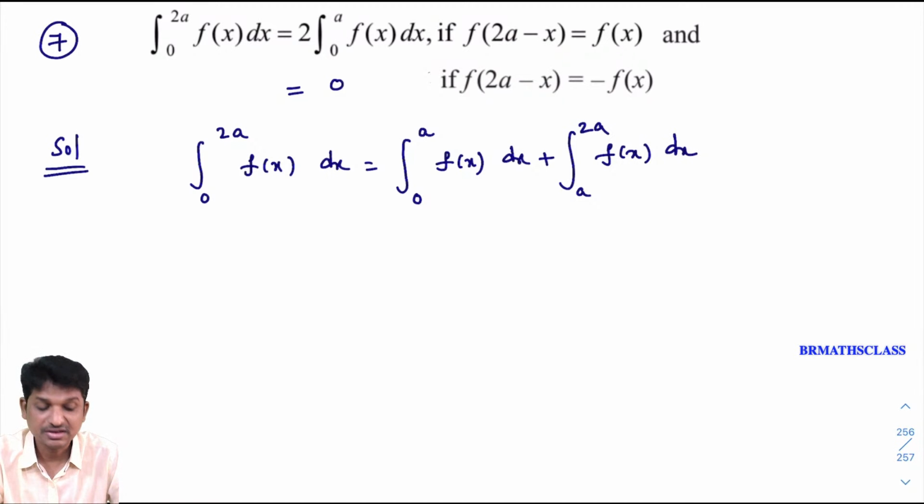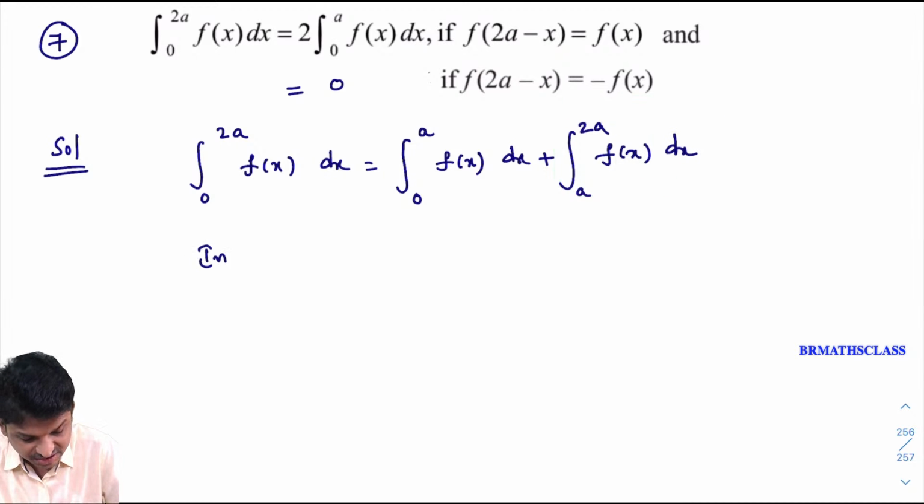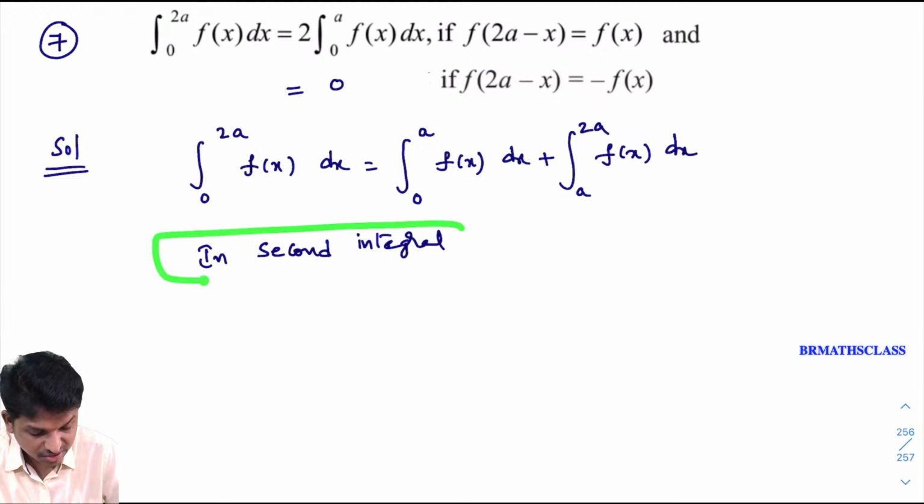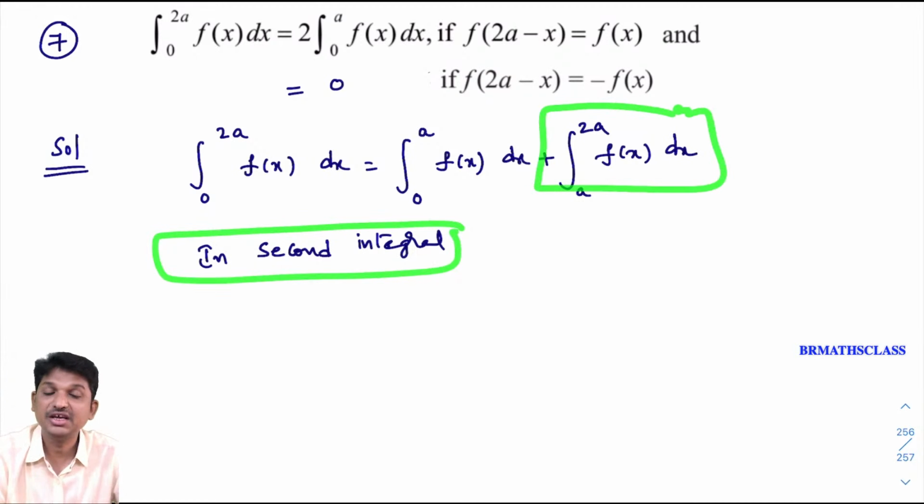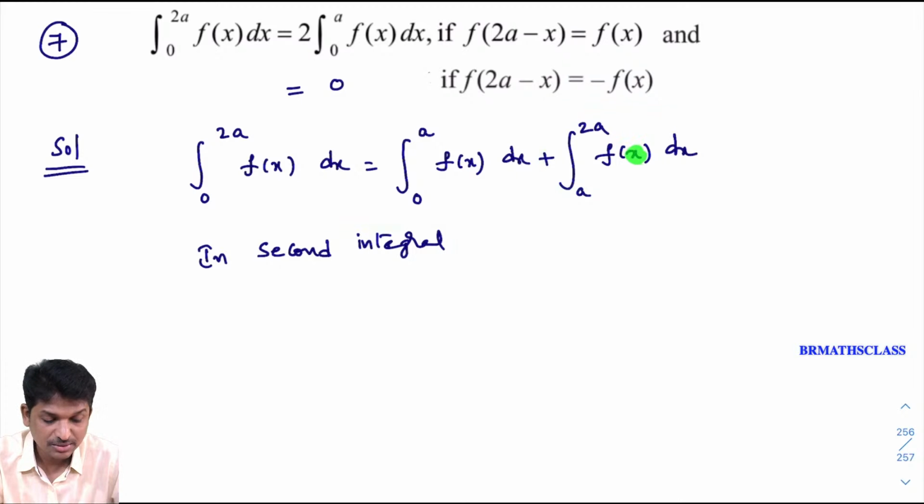Now, further, how to simplify this? I'll do the simplification in the second integral only. Whatever changes I am doing, they are in the second integral only. This integral I'll change by the substitution method. In the second integral, in place of x, I'll write 2a minus t. Let x equal to 2a minus t.